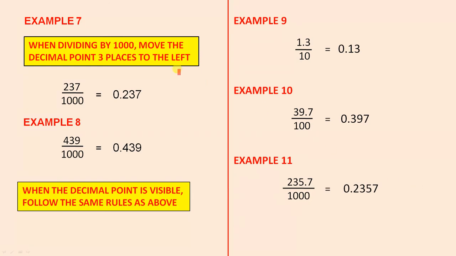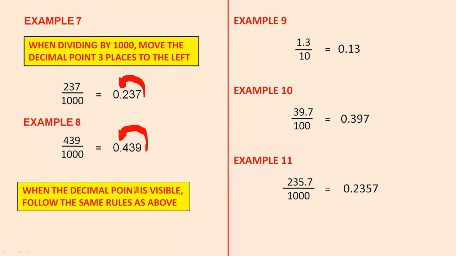Example 7, when dividing by 1,000, move the decimal point 3 places to the left. So 237 over 1,000, which is 237 divided by 1,000. The invisible decimal point was there. I have moved it 3 places to the left, and that's why it's 0.237. 439 over 1,000, which is 439 divided by 1,000. The invisible decimal point was there. Move it 3 places to the left because we're dividing by 1,000.